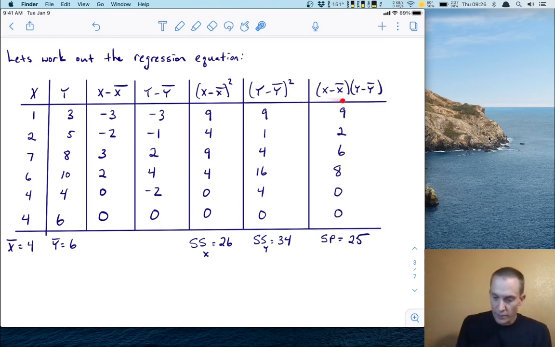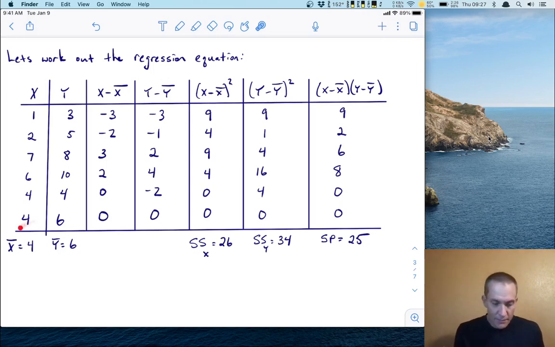So I've put up here literally what it is. If we take -3 times -3, we get a 9. We take -2 times -1, we get a 2. 3 times 2, we get a 6. 2 times 4, we get an 8. And then 0 times -2 and 0 times 0 both result in 0. And what we do is we take the sum of these products, SP, sum of products, and that sum is 25.